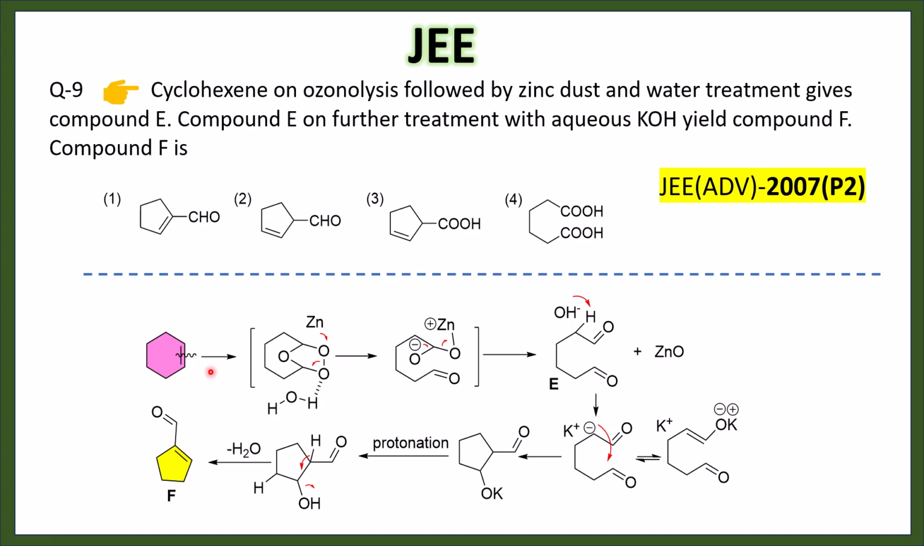First, ozonolysis of cyclohexene via the ozonide pathway gives this dialdehyde. Then the hydroxide abstracts the proton near the carbonyl group. It is followed by the aldol reaction, which gives this compound, and further protonation gives this hydroxy compound, and finally dehydration gives the compound F. Here the correct option is this one.